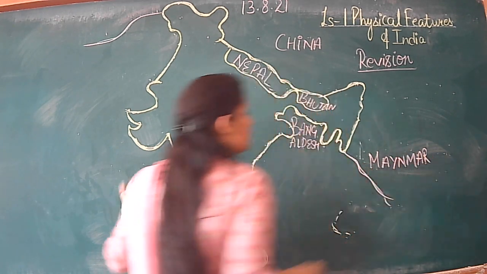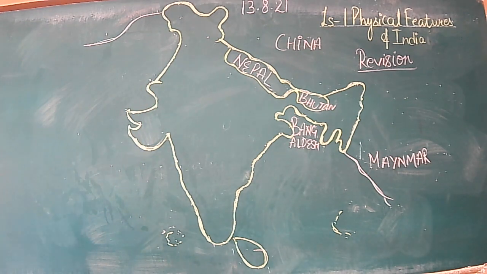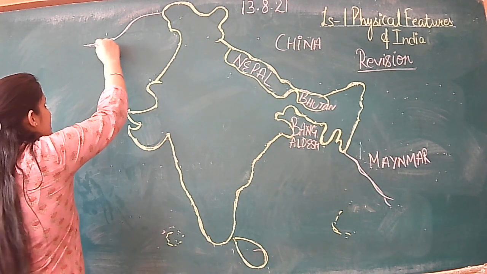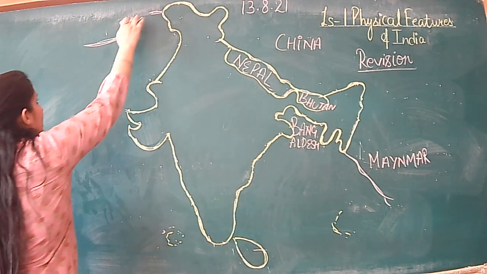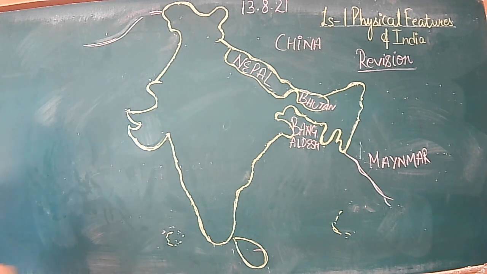And here in the east we have Myanmar and Bangladesh. This is in the east, and in the west direction, here you can see I have marked it. Here we have Afghanistan. Which neighboring country is here? Afghanistan.